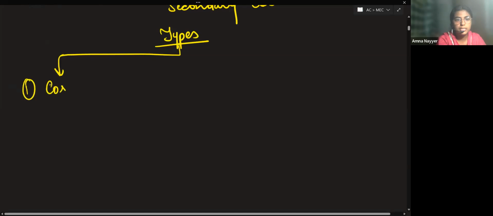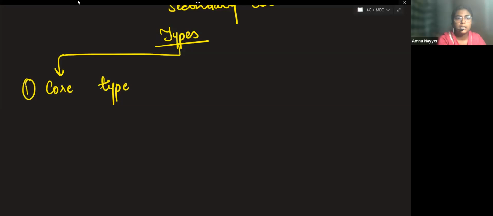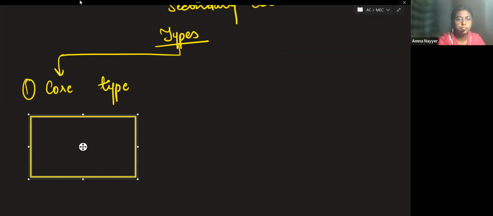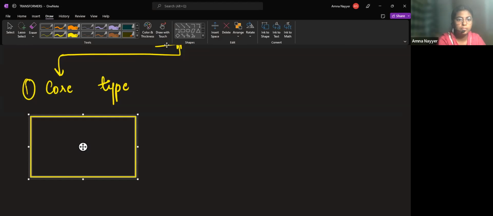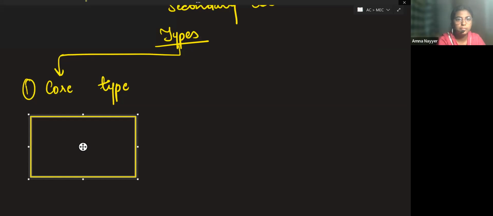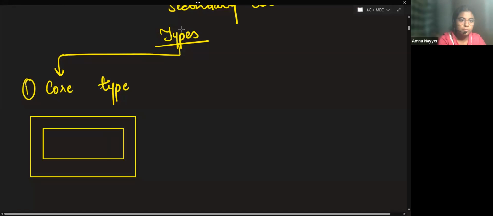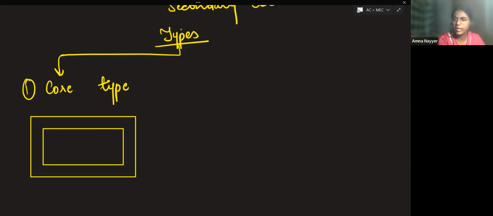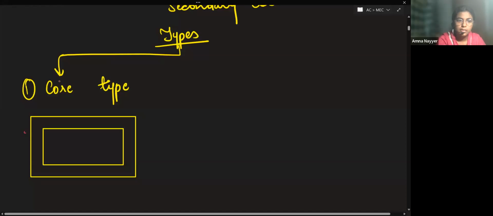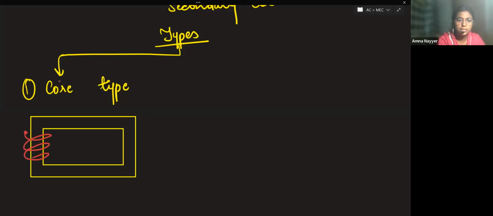First one is the core type. In the core type, what do you have? There's a rectangular concentric block, fine, which has inner walls also, outer walls also. This is your soft iron core. Here the primary coil is wrapped on one end. This is your primary coil.